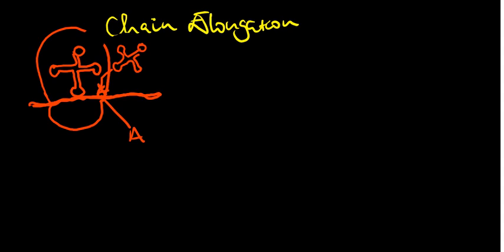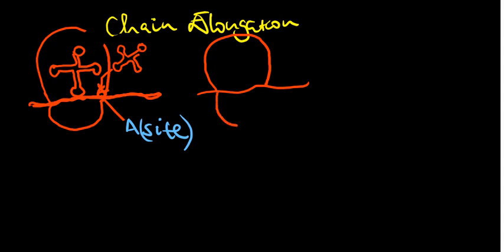Let me just highlight it and give it a different color. So this is the A site, the site where the new incoming tRNA comes to bind. So it comes in the A site, and this is what we're going to have. Follow each step with caution. This is our first tRNA with its amino acid, and our second tRNA has come with its amino acid.